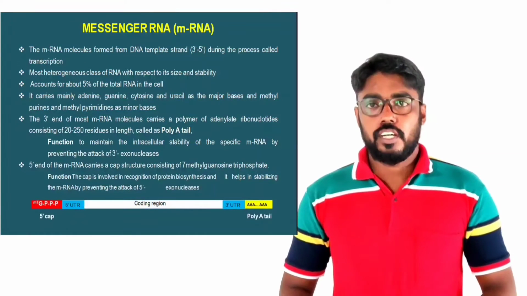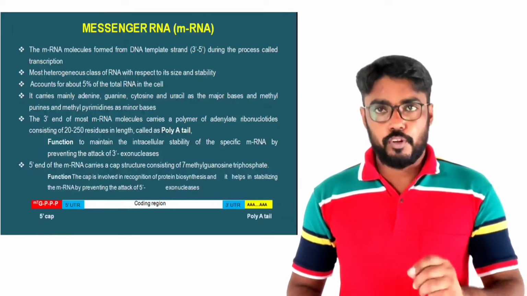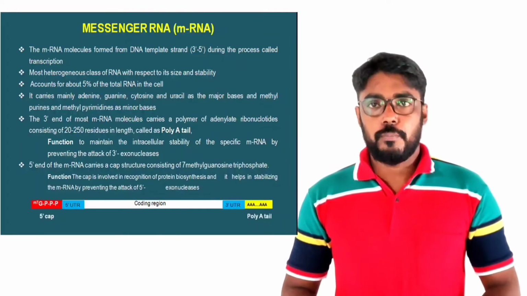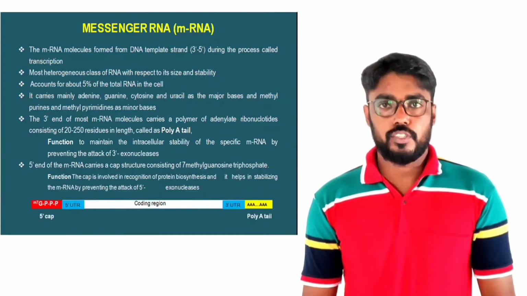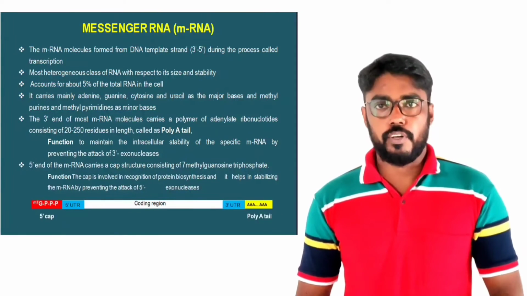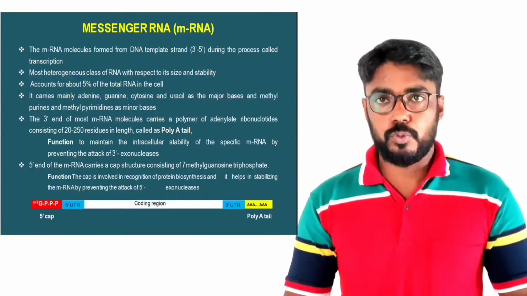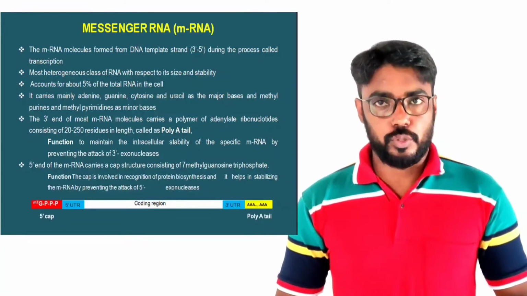That means the 3' end of mRNA has a polymer of adenine nucleotides, and is called the poly-A tail. And this poly-A tail is 20 to 295 nucleotides in length. And this poly-A tail helps to protect the RNA from 3' exonuclease activity.